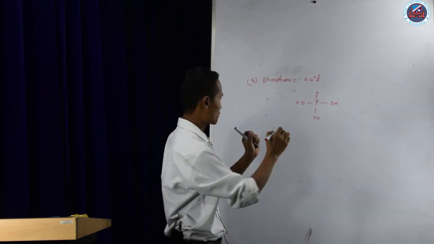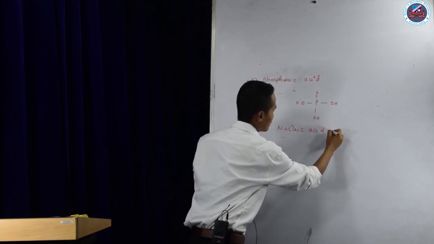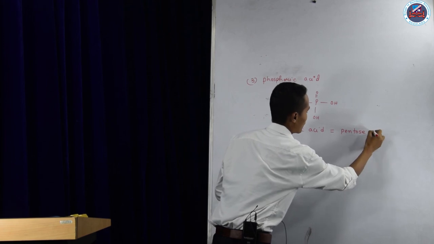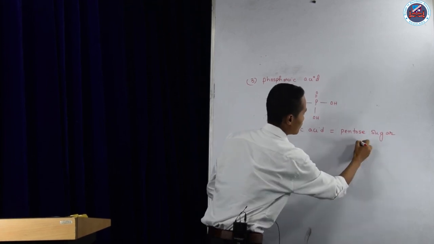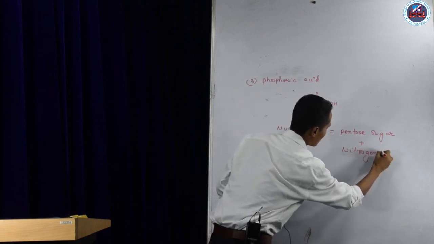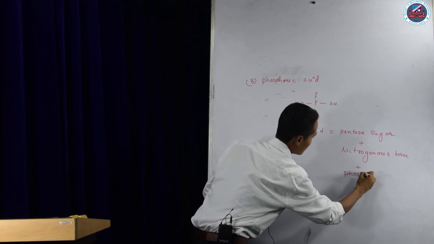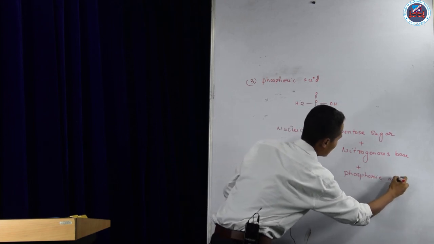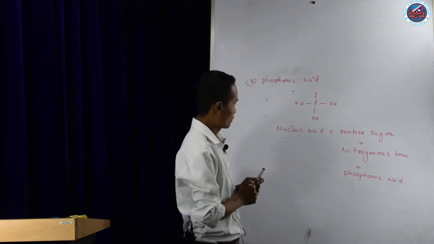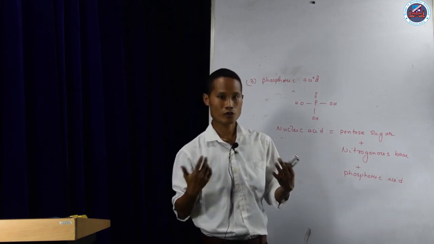When I say nucleic acid, nucleic acid is nothing but the first one is pentose sugar. Next is nitrogenous base. The last one is phosphoric acid. So in the next class, we'll discuss the term called as nucleotide and nucleoside in order to understand the structure of DNA.